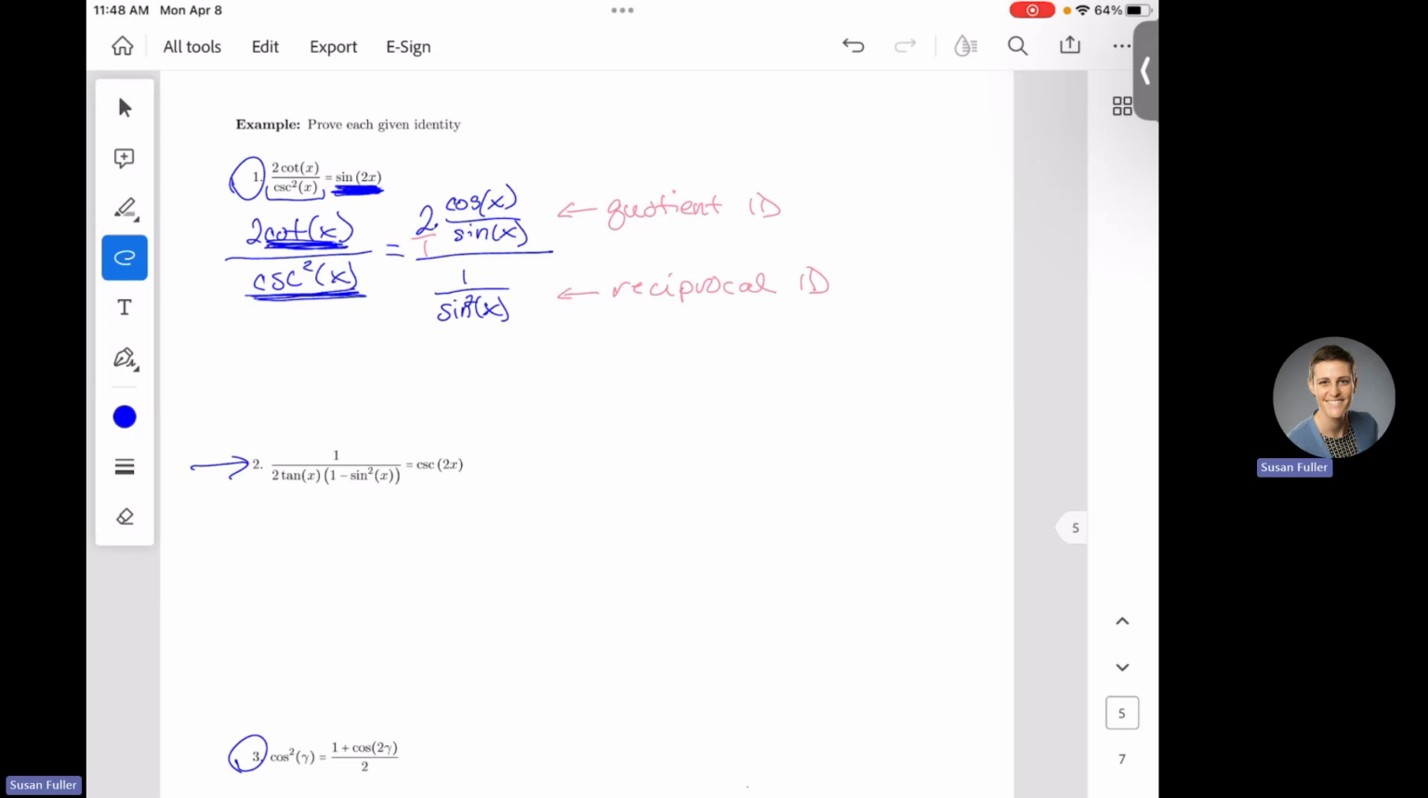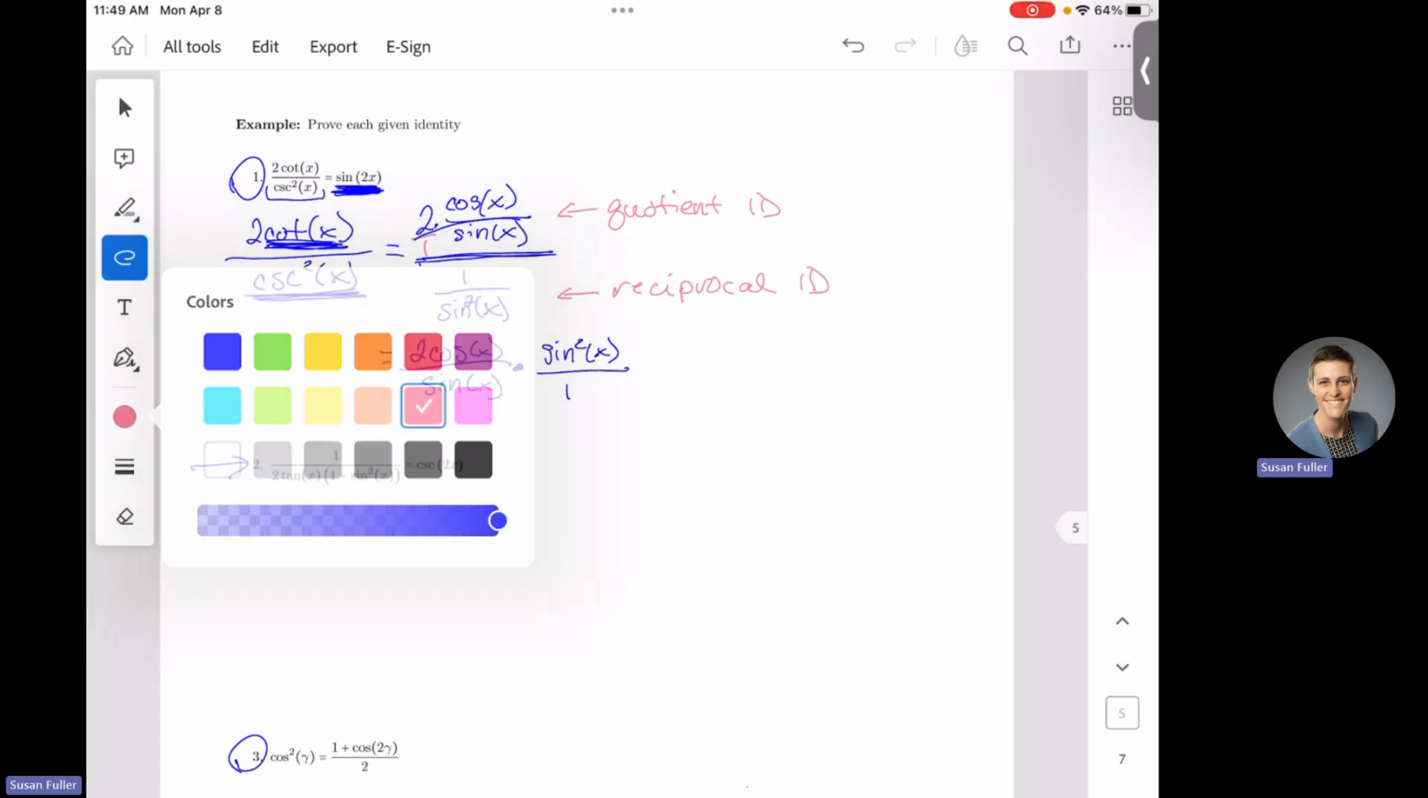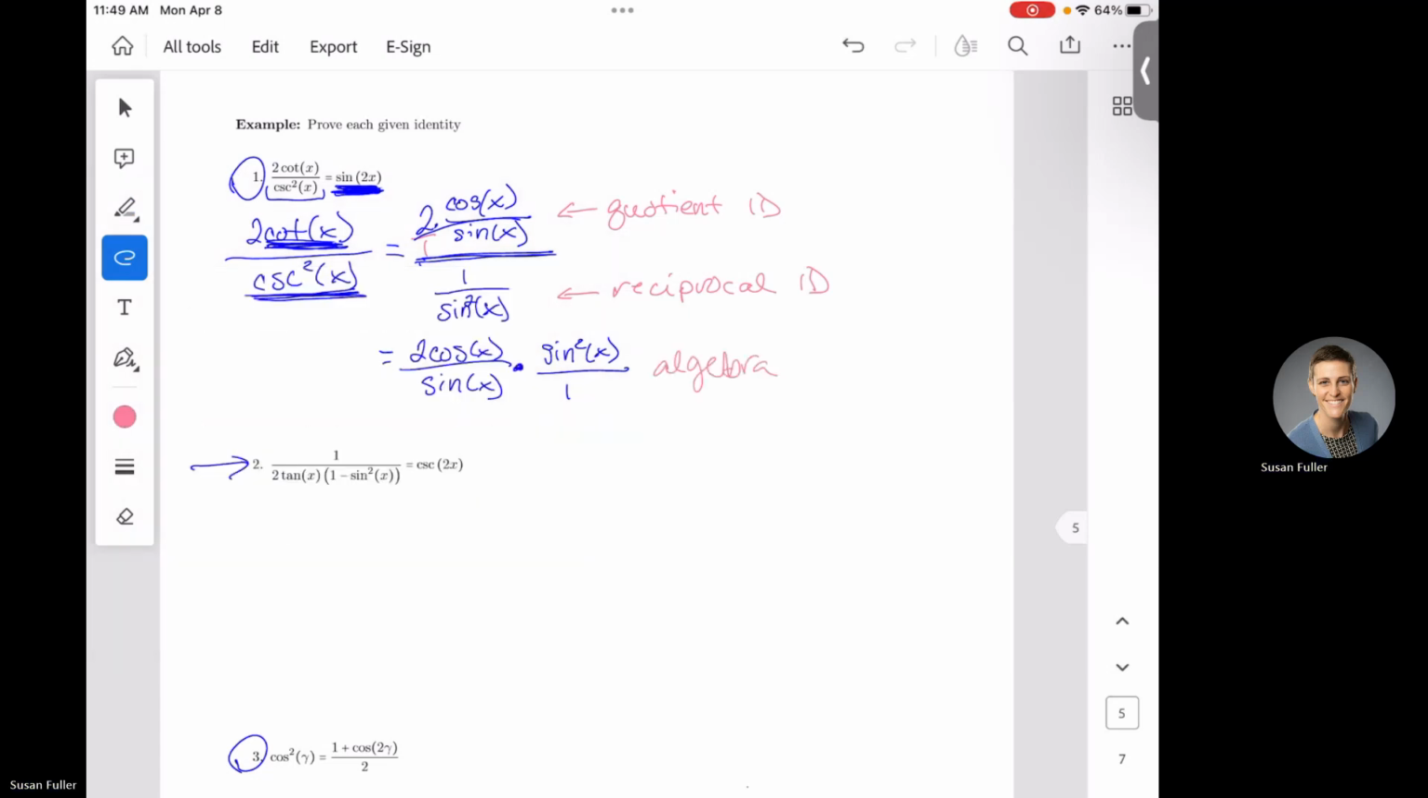Since I have fractions within fractions, I can use keep, change, flip. On top you'd multiply across, but I can basically just connect these and I would have 2 times the cosine of x all over sine of x. So I'm going to keep the top. I'm going to change this division to multiplication, and I'm going to flip the bottom. So I would have sine squared of x over 1, and that is algebra. Right, keep, change, flip. Okay. And again, you don't have to write more than algebra. Just trying to be helpful there.